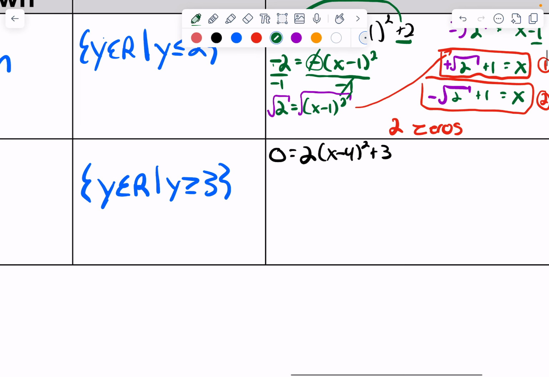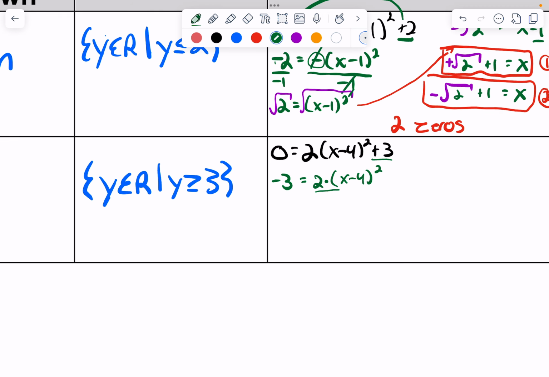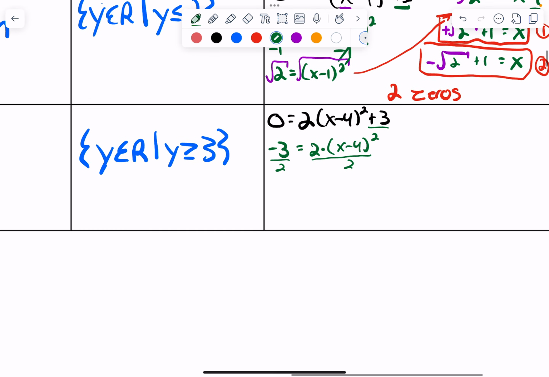So bring this positive 3 over first. Bringing it over becomes minus 3 equals 2 times (x minus 4) squared. We'll now get rid of this multiplication of a 2 in front. So these cancel, and you're left with minus 3 over 2 is (x minus 4) squared.